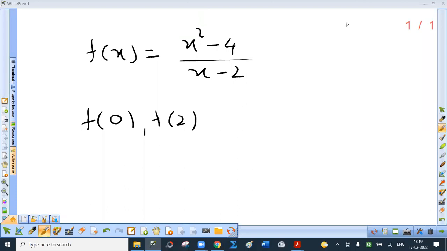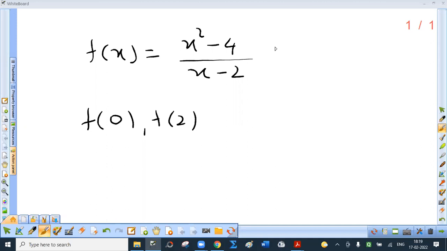Most of the students have given correct answer for f of 0. Yes, f of 0 is 2. But most of the students have said that f of 2 is 4. That is wrong. Why? Because f of 2 is not defined. Because if you replace x by 2, 2 square is 4, 4 minus 4, 0, upon 2 minus 2, 0, 0 by 0. So clearly f of 2 is not defined, right?